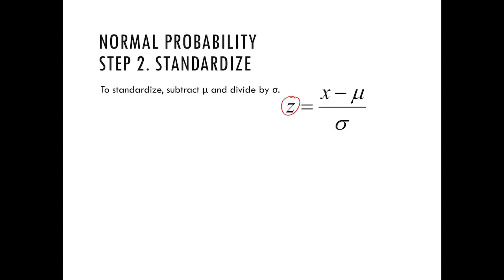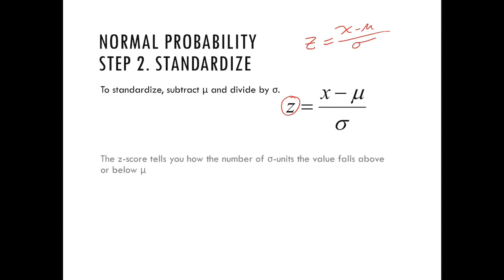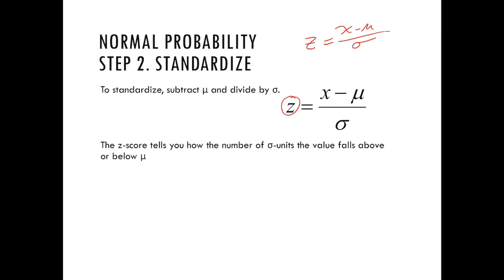So here we go, step 2. Now we're going to actually standardize the problem, getting our z-score. To standardize, we subtract our mu and then divide by the standard deviation. This is set up like this. I highly recommend that when you're doing a z-score, or any problem, you write what you're equaling. This is going to equal a z-score, so our z is going to equal x minus mu divided by the standard deviation. The z-score tells us the number of standard deviation units the value falls above or below the mean.